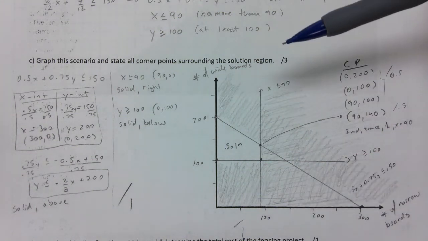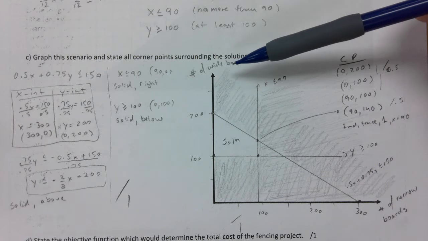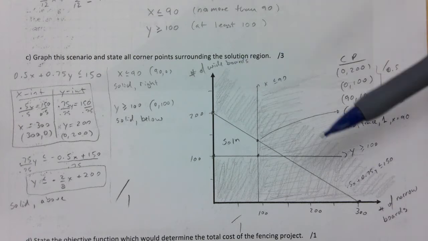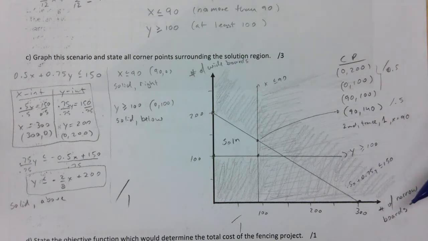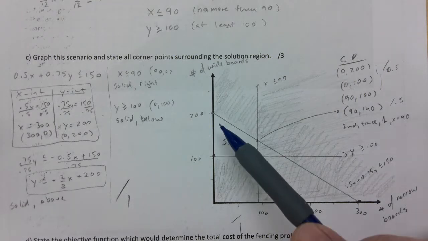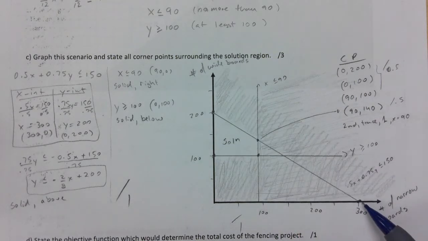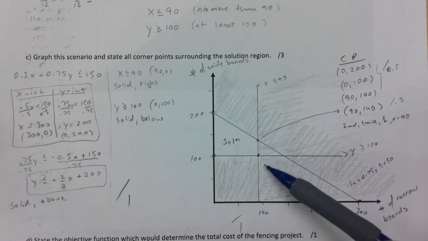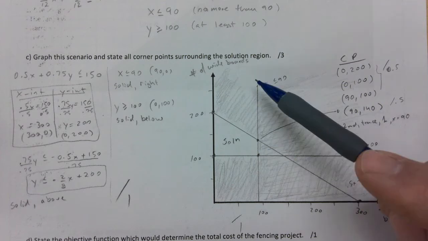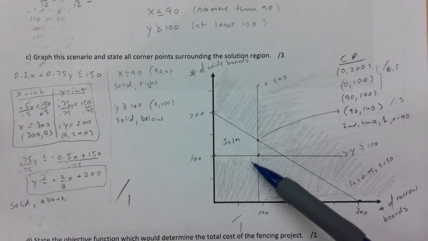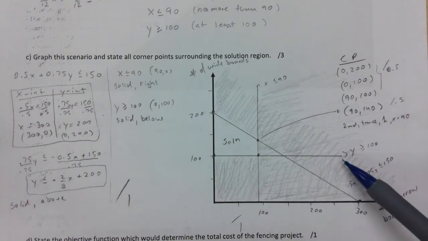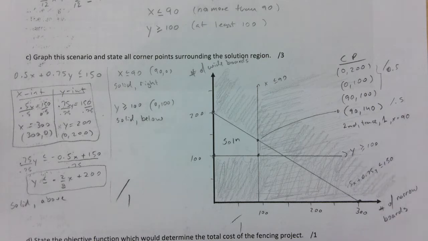Then on my graph, I have number of wide boards here, number of narrow boards there. I use a scale of 50 given the numbers that appear. The first line I graph is my diagonal line, and I label it. Then I graph the vertical, which is the 90, x is less than or equal to 90. Then you do your horizontal, which is y is greater than or equal to 100.